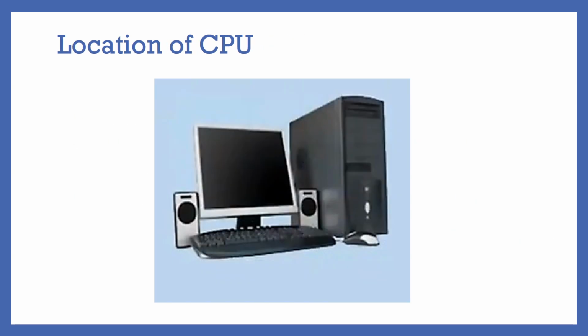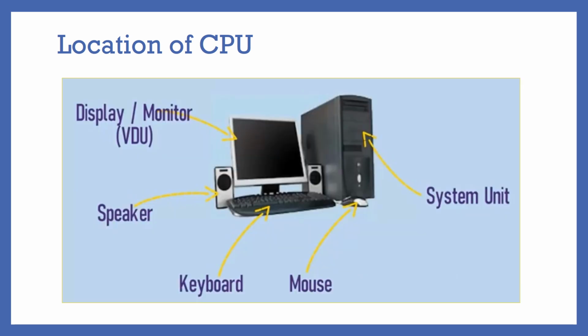So now we will go to the location of the CPU. This is a general computer system. Everyone is familiar with that. Can you tell me what you are seeing over here? Here you can see the system unit, display monitor, also known as visual display unit, VDU. There are the speakers, keyboard, and the mouse. These are the most essential and common parts that every computer system has. There are other peripheral devices as well, like the printer, scanner, and joystick, that as per requirement you can attach to your system.